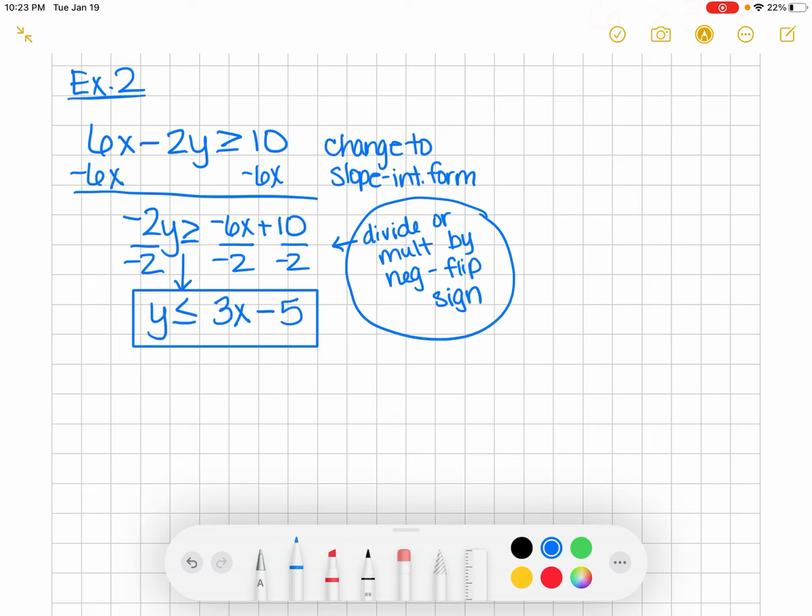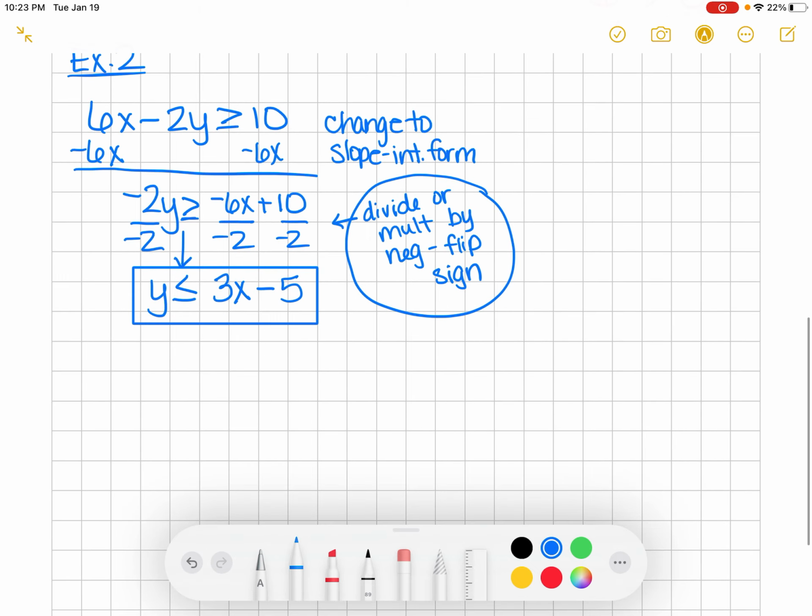Okay, now that I have my equation here, I'm going to graph it. So when I'm drawing my graph, I need my y-intercept to be negative 5. That means my graph needs to go all the way down to a negative 5. So I'm going to go 1, 2, 3, 4, 5. 1, 2, 3, 4, 5. And then this one's going to go across like this.